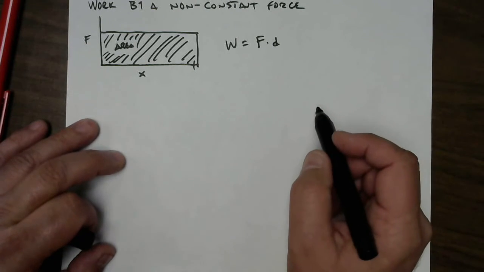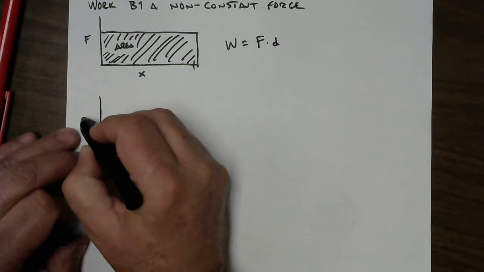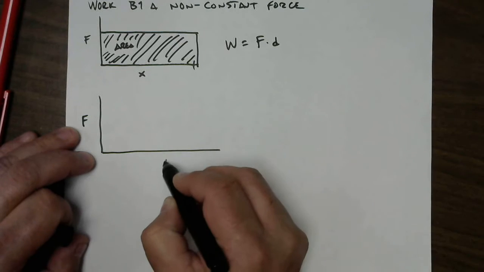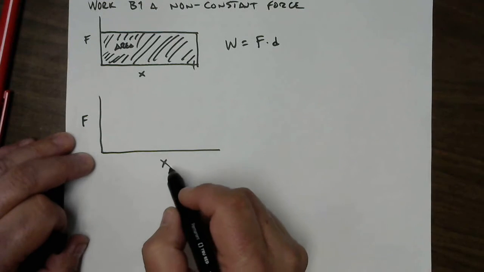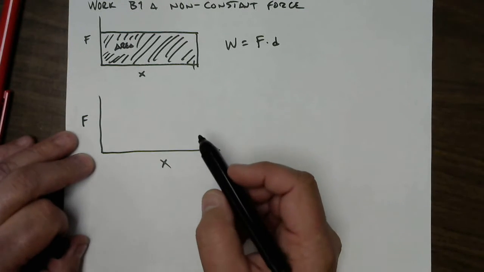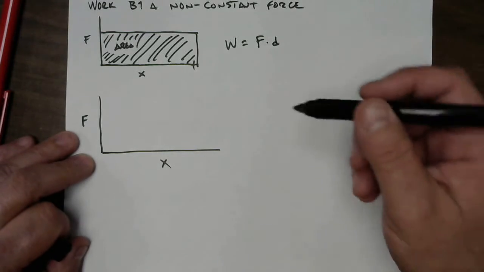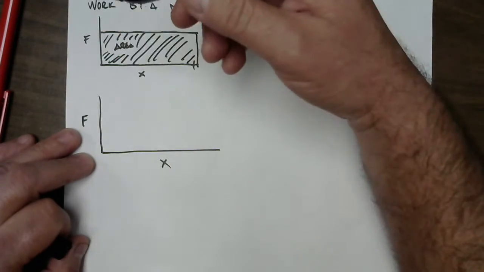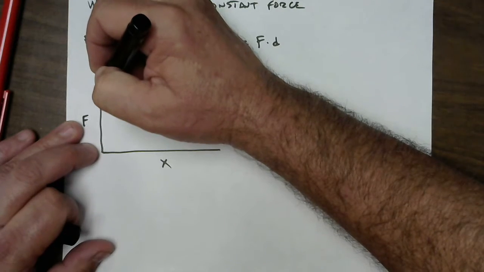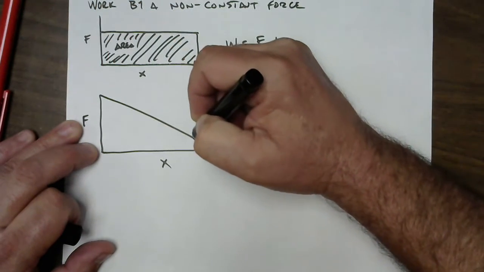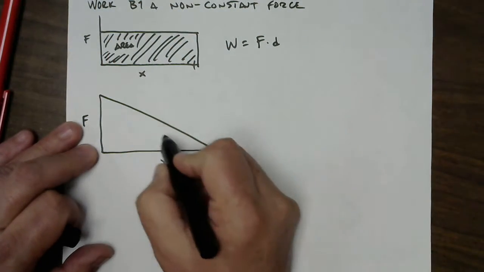So the way to handle a non-constant force would be to get a graph of that force versus distance traveled. I could call this a d or an x. It doesn't really matter. So if in the situation that she was talking about in the video, what if we started really fast, but then lost force as we went? We got tired as we went.